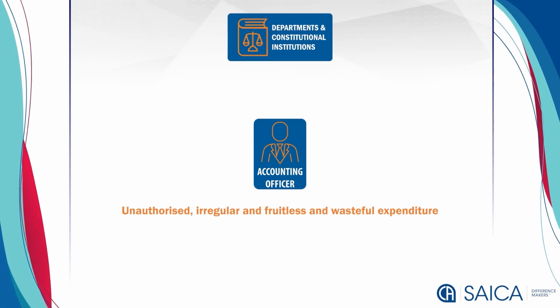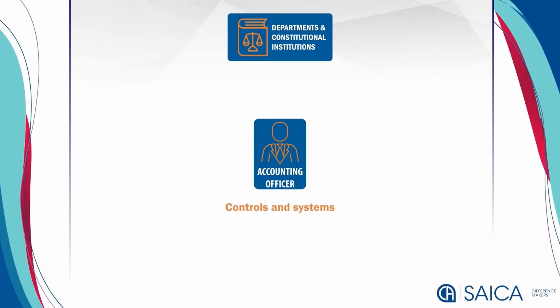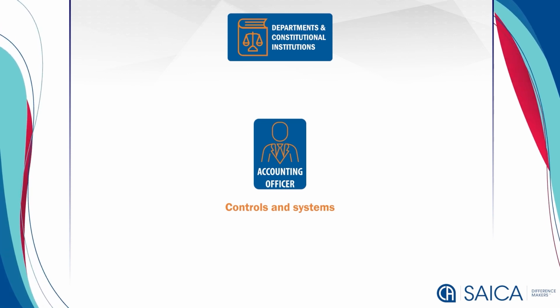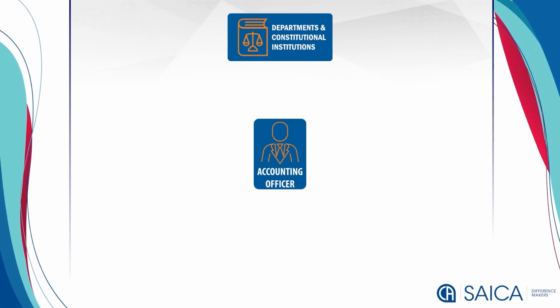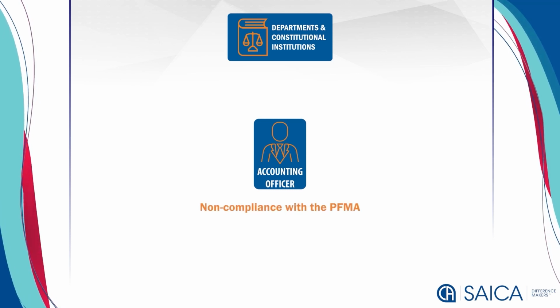There is also a duty for the accounting officer to put controls and systems in place to prevent the above-mentioned expenditure from occurring. If such expenditure does occur, it is considered to be non-compliance with the PFMA.